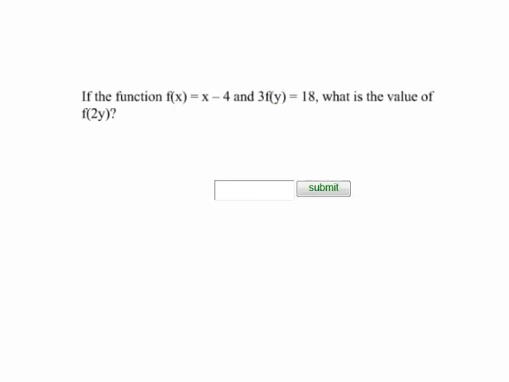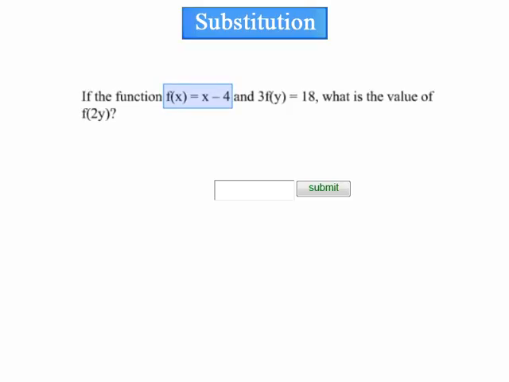Okay, this is a function problem where we're going to be substituting. If we look here, we say f of x equals x minus 4. That's the value for f of x. And we say that 3f of y equals 18. What's the value of f of 2y? Looks real confusing, but just take it one step at a time.